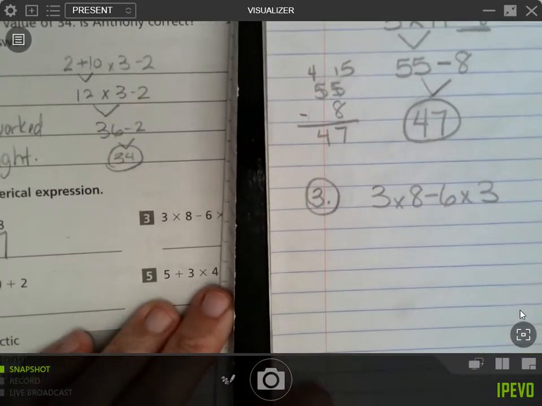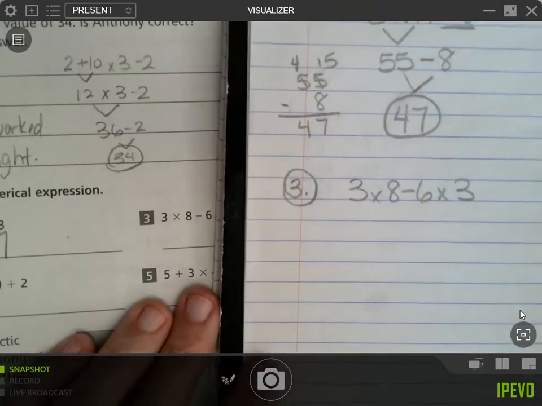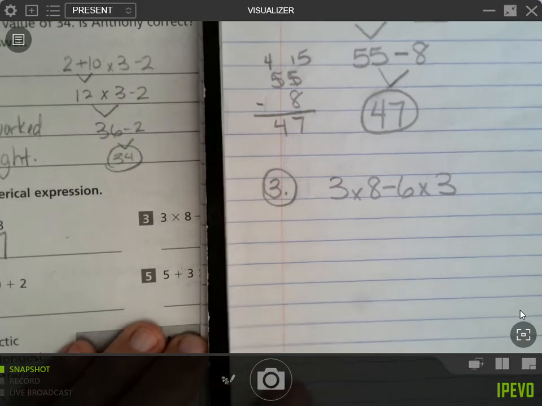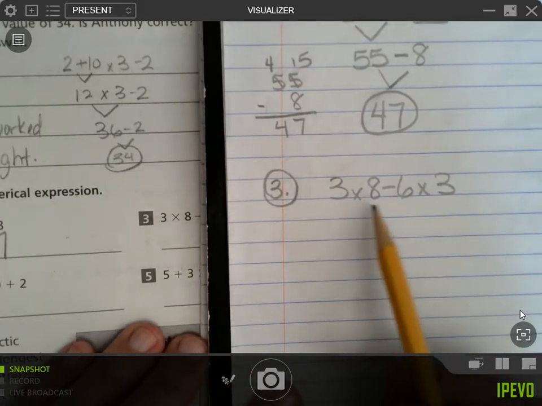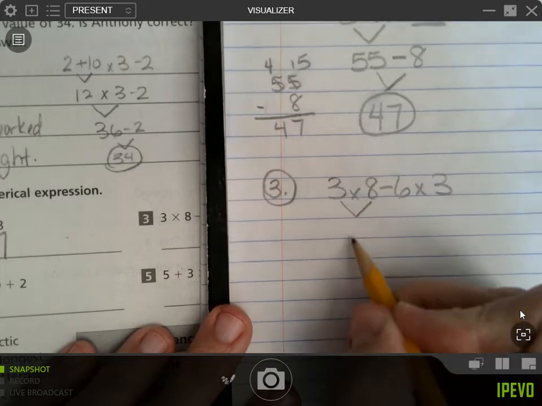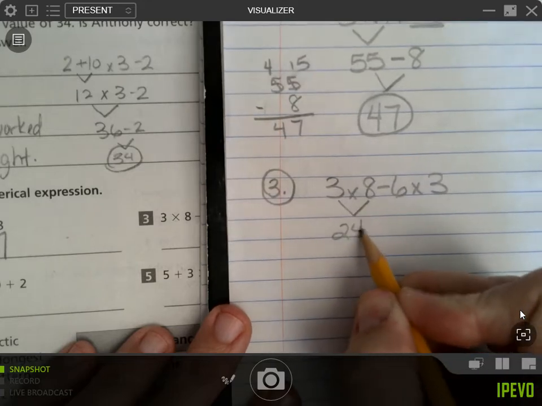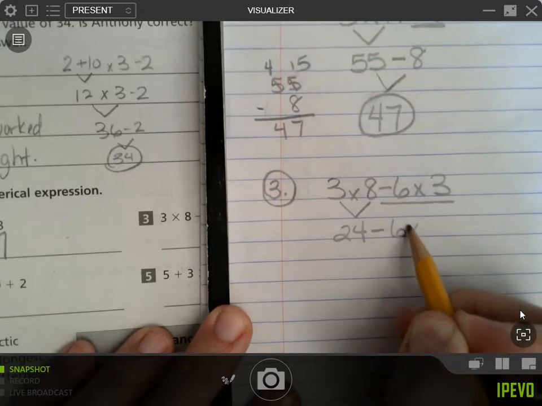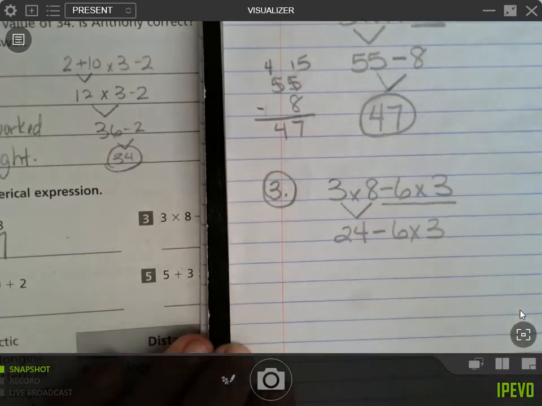So when I look, I have no parentheses, no exponents. Multiply, divide. I see some multiplying. So I'm going to work left to right. I'm going to do 3 times 8 equals 24. I'm going to bring down everything else in my expression that I haven't evaluated yet.